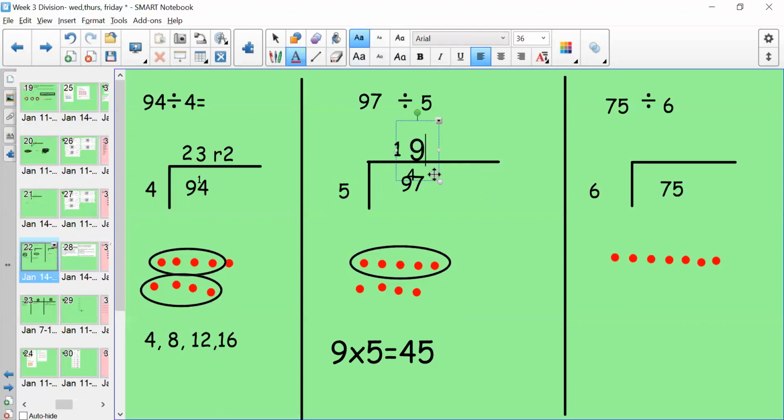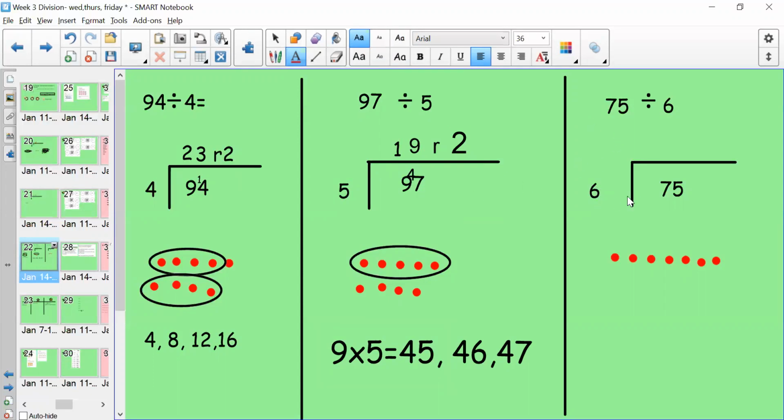So we put 9. And we know there's also going to be a remainder. If you think about 45, you need to count 2 more to get to 47. So 45, 46, 47, therefore the remainder is 2. So 9, remainder 2.